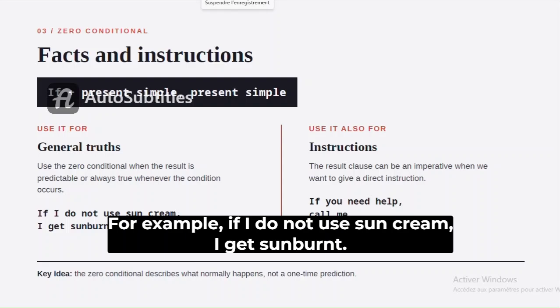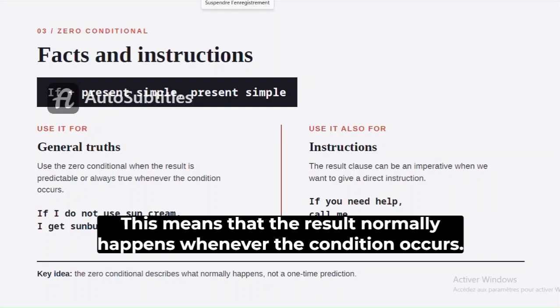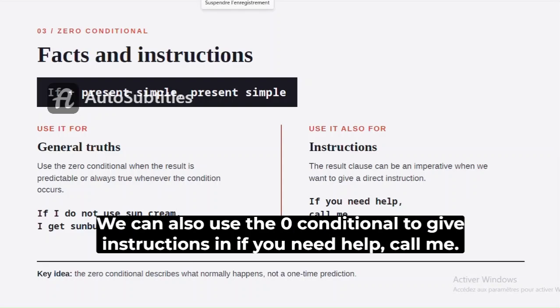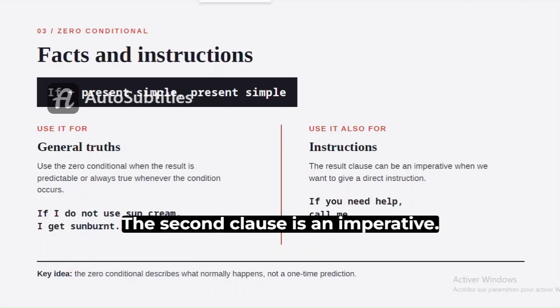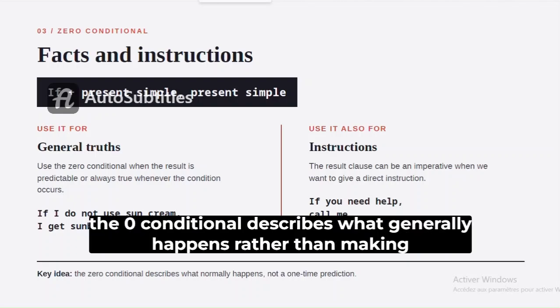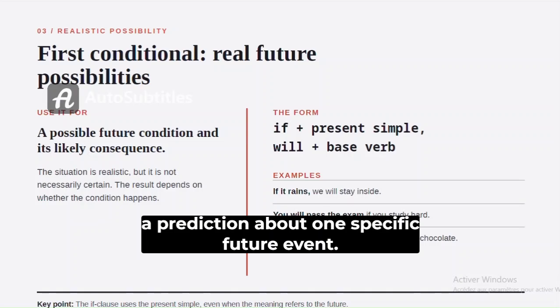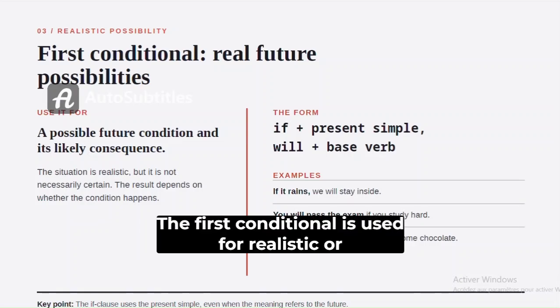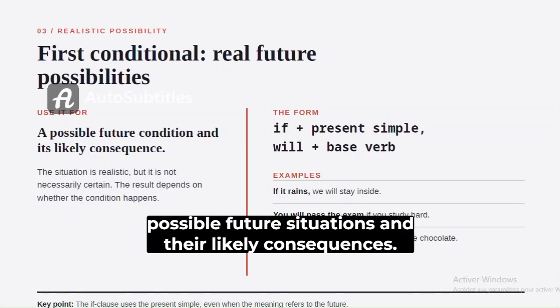For example, if I do not use sun cream, I get sunburn. This means that the result normally happens whenever the condition occurs. We can also use the zero conditional to give instructions. In if you need help, call me, the second clause is an imperative. The key idea is that the zero conditional describes what generally happens, rather than making a prediction about one specific future event.